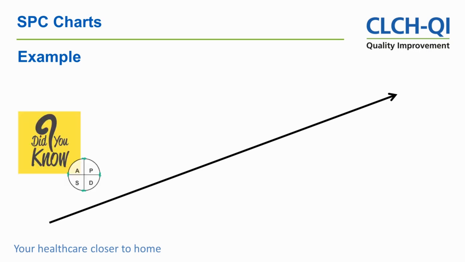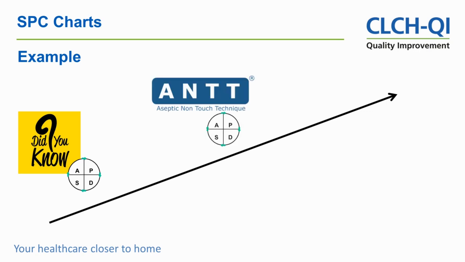The first PDSA was to raise the profile of the problem. Clinicians didn't know that contamination rates were considered high, so the improvement team worked to share contamination results at a local level. In the second PDSA, the team used data to inform which teams were considered to be the worst offenders, so that the team knew where to focus their improvement efforts.